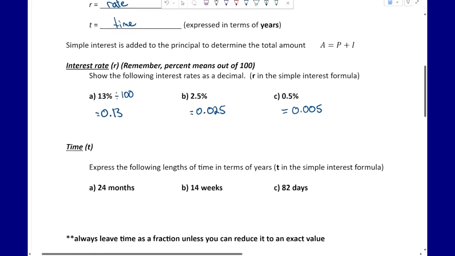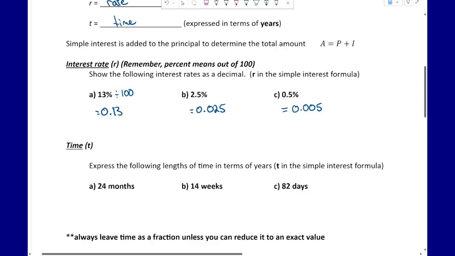For time, we want to always express time in terms of years, especially for this scenario. So we need to convert time to years. What we have to do is divide by whatever our units are. In this case, we're dealing with months. So we need to divide by how many months there are in a year, and there are 12 months in a year. So 24 divided by 12 gives me 2 years.